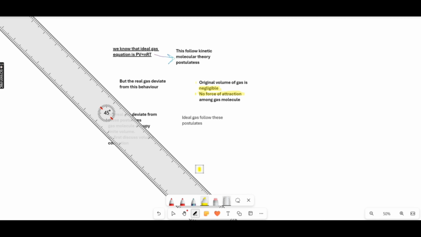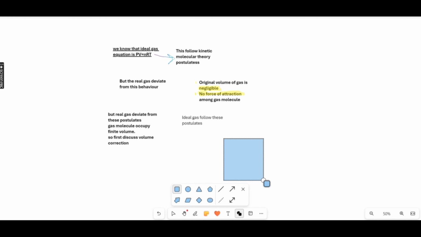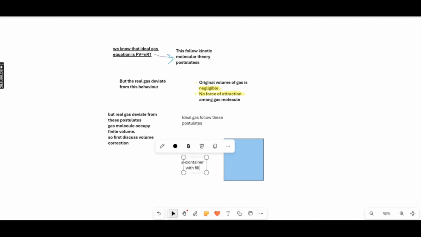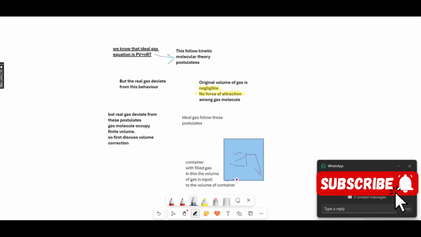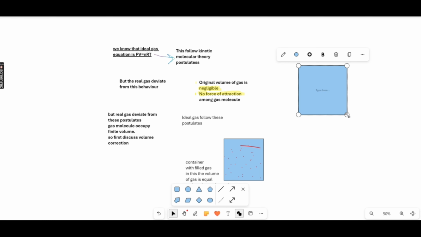Firstly, we discuss volume correction. The volume of real gas is finite. Let's discuss volume correction. In this, we suppose a container filled with gas. Now the volume of the gas is equal to the volume of the container. When we increase the pressure or lower the temperature, the volume of gas is decreased.